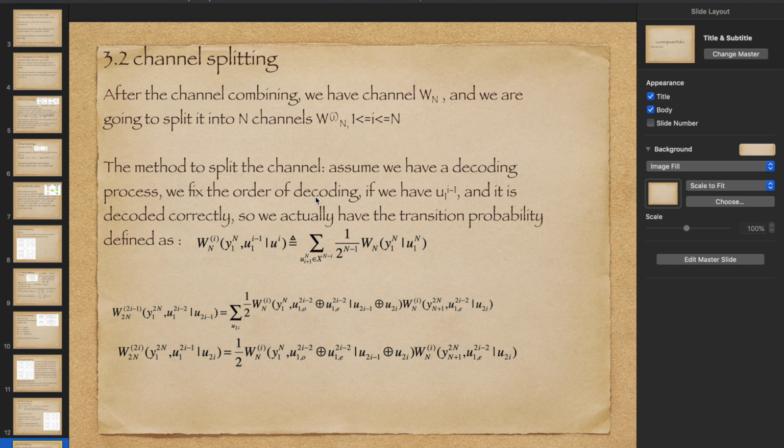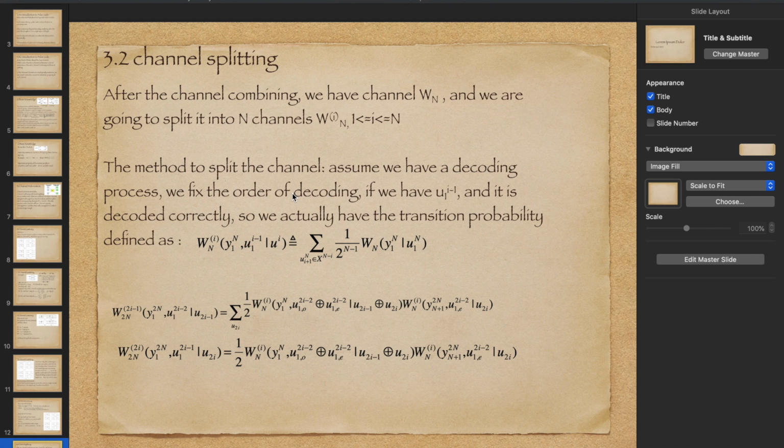So after the channel combining, we have channel Wn, and then we are going to split it into n channels WnI. The method to split the channel is to assume we have a decoding process. We fix the order of decoding, and if we have U1 to Ui minus 1 decoded correctly, we can have this transition probability defined as this one.